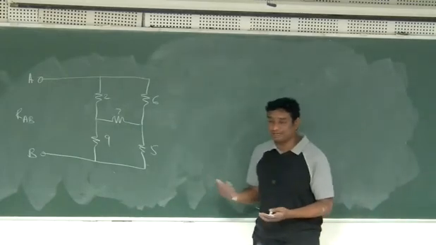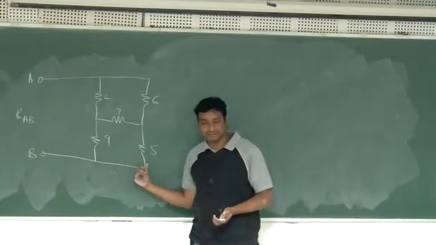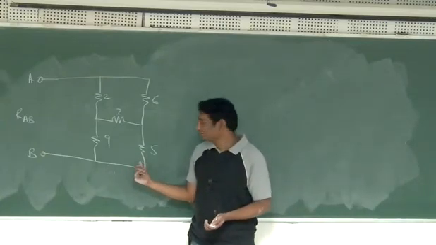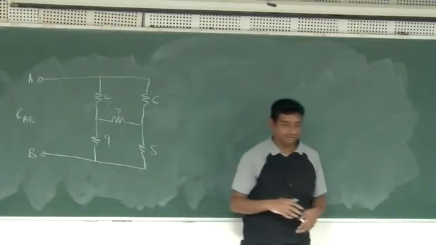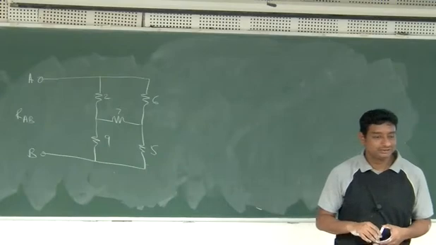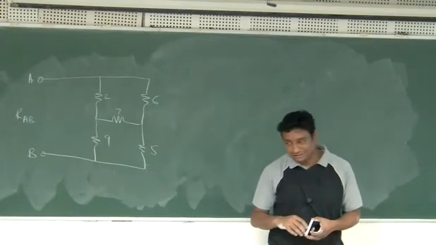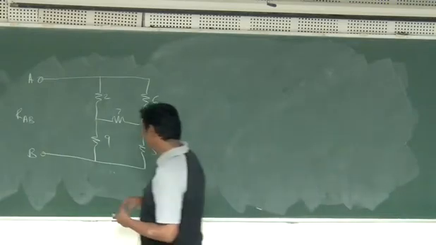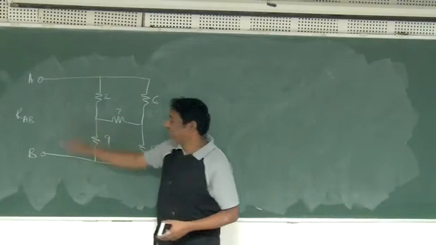There is no series-parallel combination here. 9 and 5 are not parallel, 9 and 7 are not series. Nothing is series, nothing is parallel. What? KVL. I heard one answer, KVL, but how do you use KVL to find the resistance between A and B?